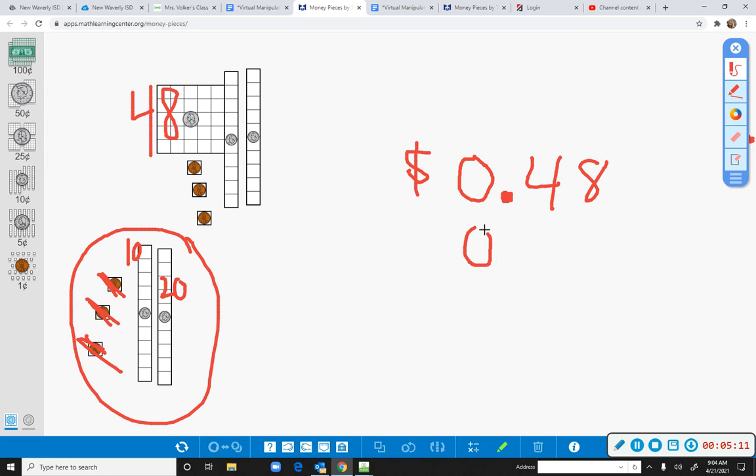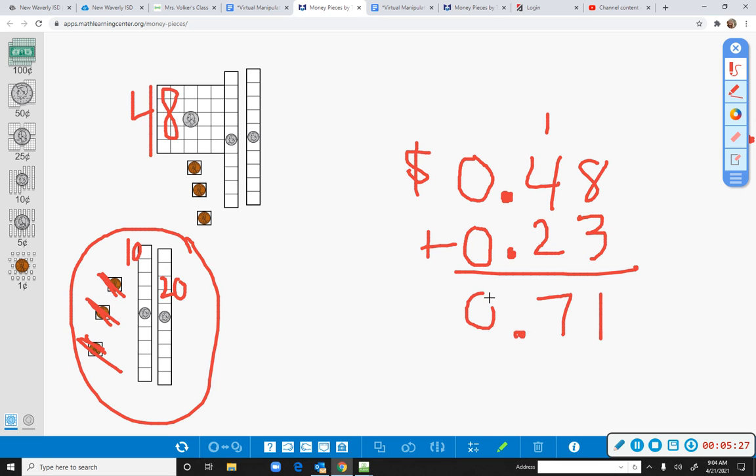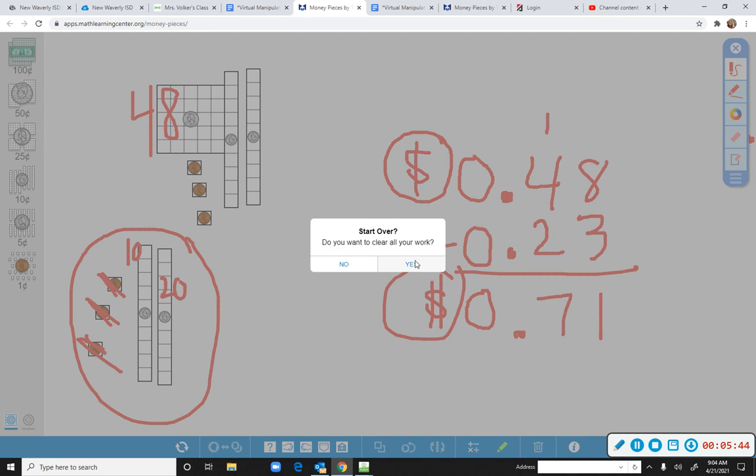So now I'm going to line up my decimal. 2 goes under the 4, 3 goes under the 8. 8 plus 3 was 11. Carry the 1. 1 plus 4 is 5, plus 2 is 7. 71 cents. Okay, and there are 2 ways to write the dollar sign if you haven't noticed that yet. We could write it with 1 line down the middle or 2 lines down. Okay, all right, clear your boards.